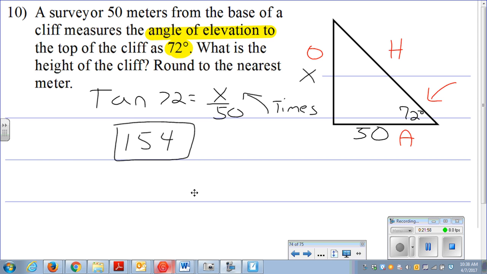Okay, so basically you want to use the same steps as I showed you in all these problems every time. You label, pick the correct trig function based on the information you have, and then decide to multiply or divide, and then enter it into your calculator. And that's basically it in solving most of these trig problems.